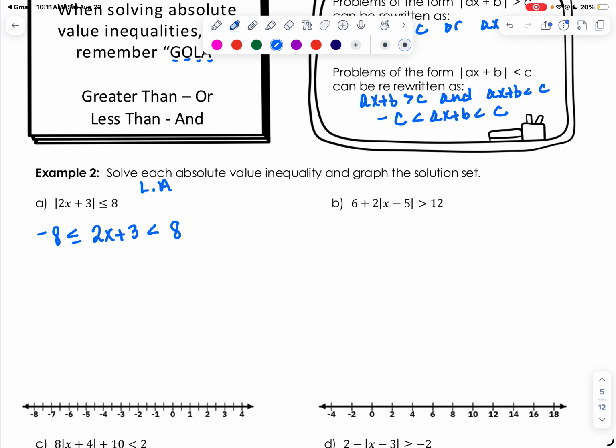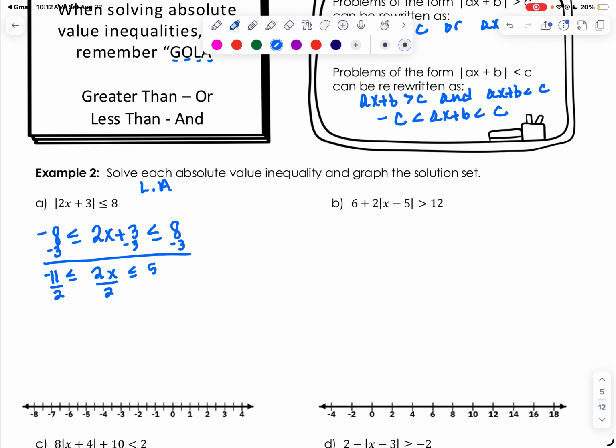There's our AND statement. 2x plus 3 is greater than or equal to negative 8, and 2x plus 3 is less than positive 8. So to solve this, we'll subtract 3 on the left, the middle, and the right. And that will give us negative 11 is less than or equal to 2x, which is less than or equal to 5. And then we'll divide everything by 2.